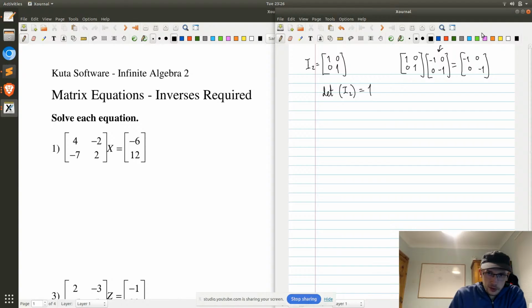Okay, so just do it. So to get x, multiply on the left by the inverse of this matrix right here. How about that? Okay, so to invert that matrix, first find its determinant.